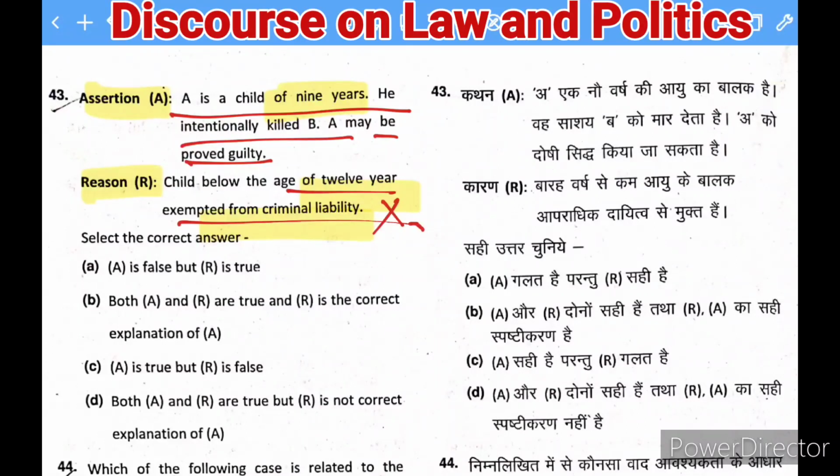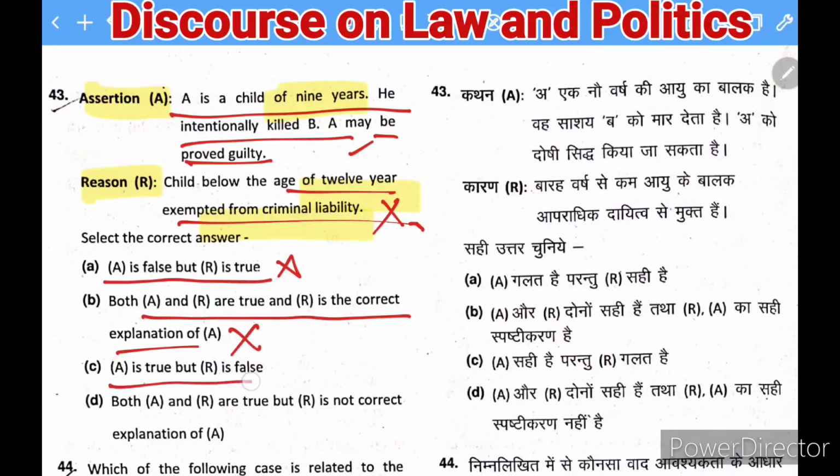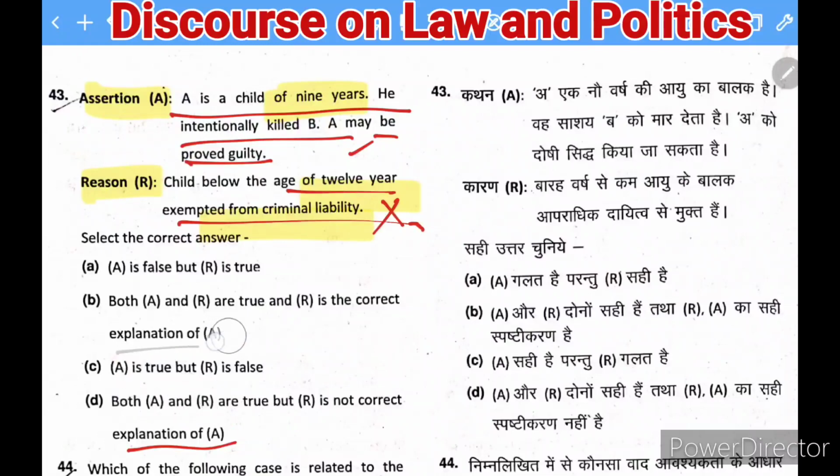So what you find here is that A is true but R is false. Looking at the options: A is false but R is true, it is not correct. Both A and R true and R is the correct explanation of A, it is wrong. A is true but R is false, yes, this is the correct answer. Both A and R true but R is not the correct explanation, it is also an incorrect answer. So the correct answer of this one is that A is true but R is false.